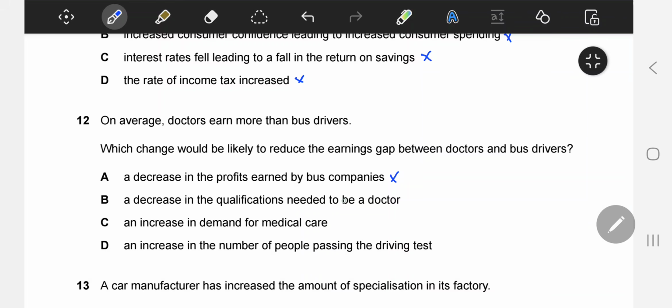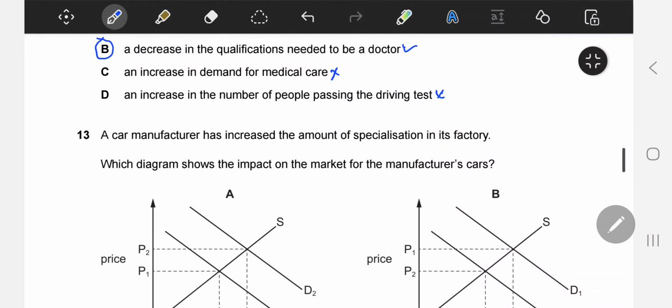A decrease in the qualification needed to be a doctor. Yeah, so that more people can become doctors and there's more supply of doctors, the salary is going to go down. An increase in demand for doctors is going to increase their salaries. An increase in the number of people passing the driving test is going to decrease the salary of drivers. So this is the one that is going to decrease at least the salary of doctors, making the drivers maybe catch up. Right, let's move on to 13.